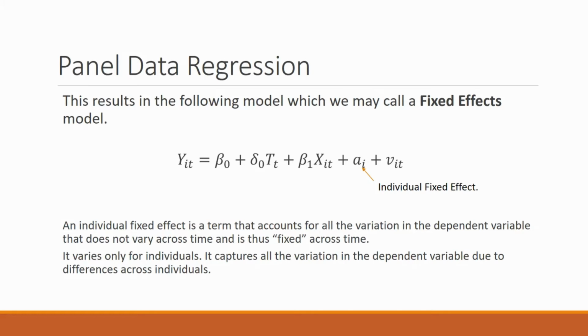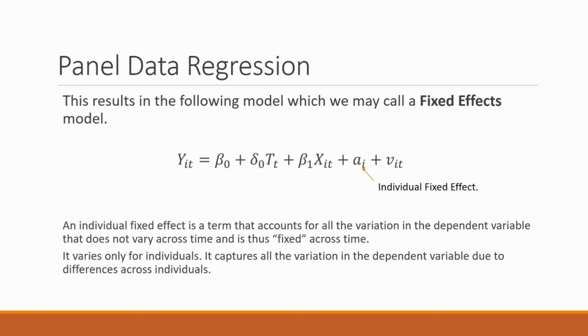So an individual fixed effect is a term that accounts for all the variation in the dependent variable that does not vary across time, and is thus fixed across time, which is why it's called a fixed effect. We call it an individual fixed effect because it varies between individuals and is fixed across time. In this lecture, I'm going to pretty much exclusively talk about individual fixed effects. You will find when you do research that you can also have other fixed effects. You can use fixed effects for different types of variation in your data, but for now, we'll stick to this.